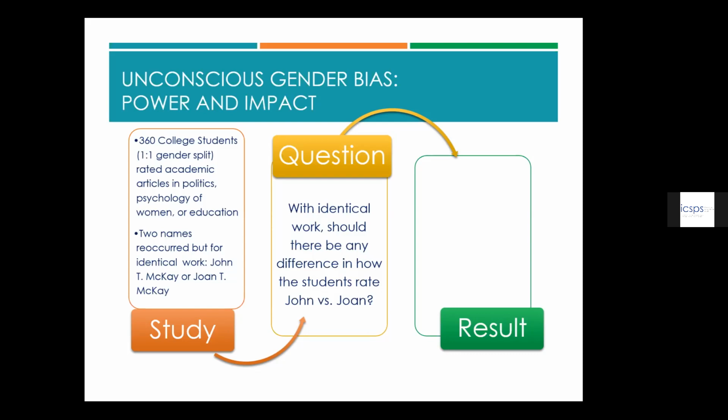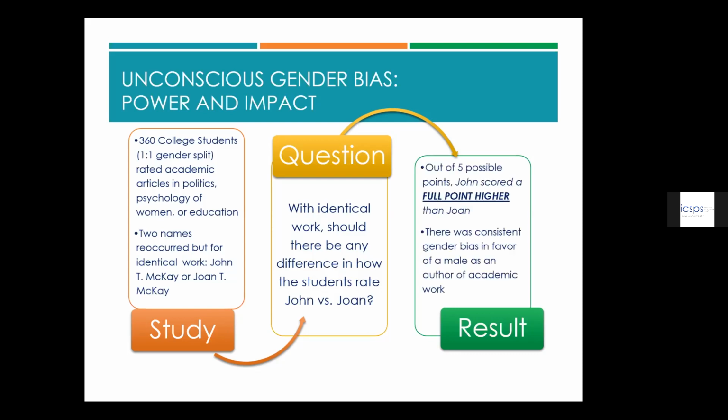So the result, though, is that out of 5 possible points, John scored a full point higher than Joan. There was a consistent gender bias in favor of males as an author of academic work. We're aware of these biases.